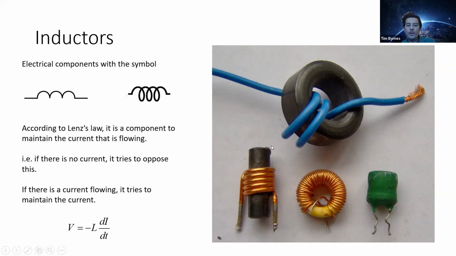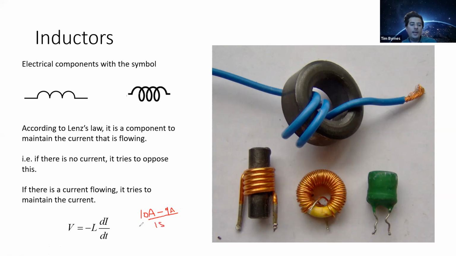So say the current was 10 amps going through here, and then it changes to 9 amps in 1 second. Then in that case, this di/dt would be something like 1, because it's 10 minus 9, divided by 1 second.